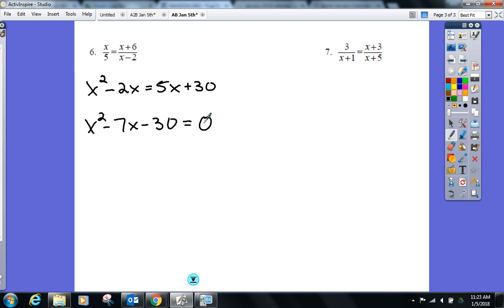X squared minus, you're distributing, right? So what's x times negative 2? Now bring all that over, right? Because you didn't have the 2x there before, so that makes a huge difference.